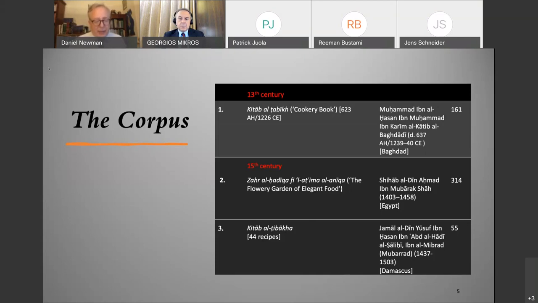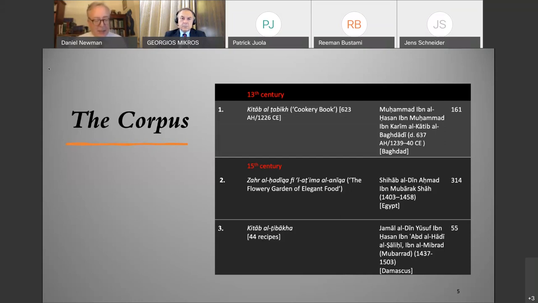The Egyptian Ibn Mubarak Shah was a poet scholar, best known for his poetry anthologies. This is also a recipe collection which he compiled for his own household. As a result, he was one of those obscure scholars and part-time epicures that I mentioned earlier.